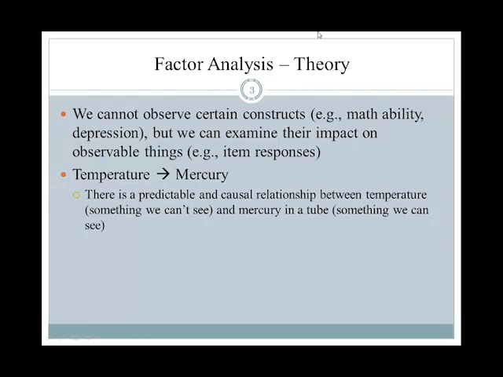And so this relationship between something we can't observe and something we can observe is found not just in psychology and in health, but also in physics and chemistry, where we can't see temperature, but we can see the effects of it on mercury, and it's a causal relationship where the amount of the temperature in the room directly affects the amount of mercury we see in a tube.